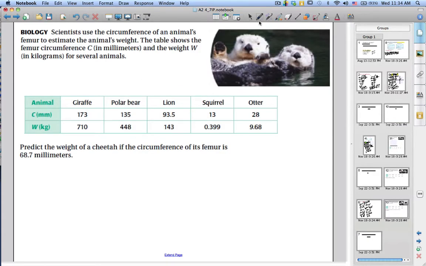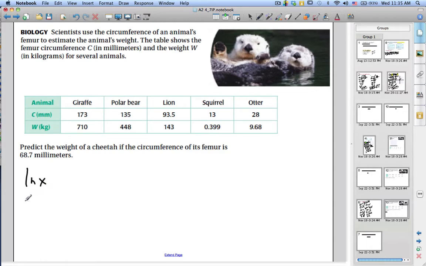Okay, so in taking a look at this problem, we've got a relationship here between centimeters and weight. So the circumference of the femur, a leg bone, in millimeters has a relationship to the weight of the animal. And we want to see, can we find a relationship and write an equation to predict the circumference of a femur? So the first thing we would want to do is find out if this fits one of our models. Now, I happen to know that this one fits the power model, and we're going to go through.